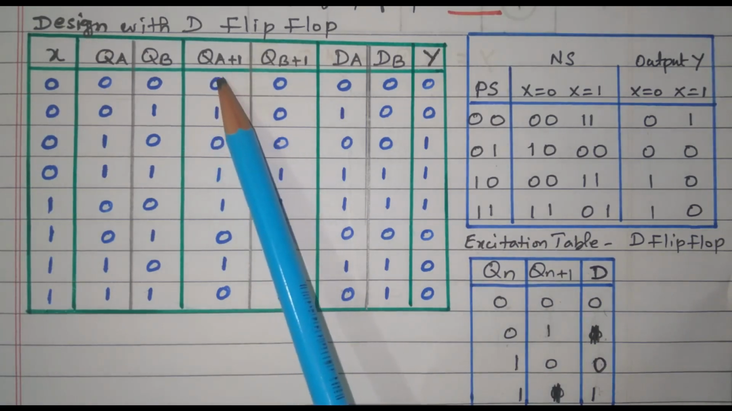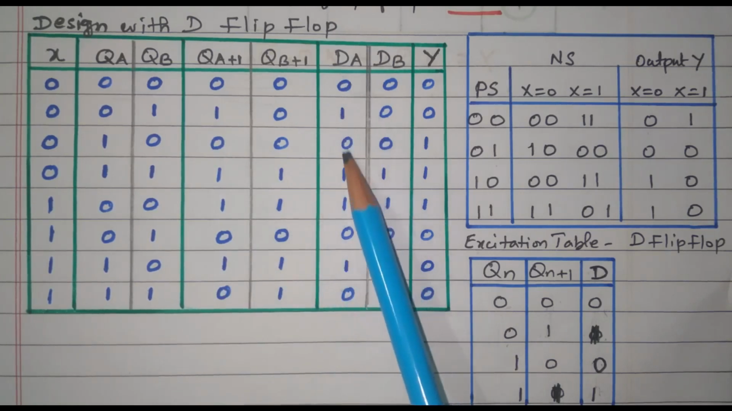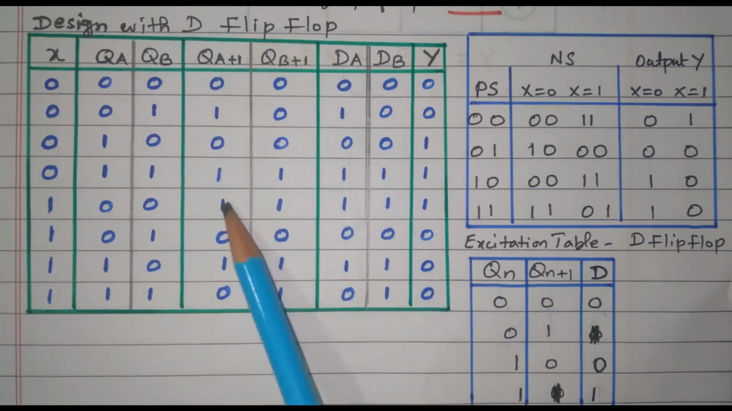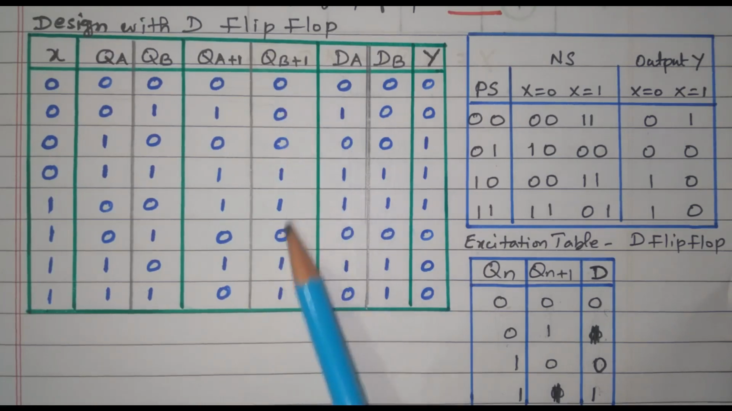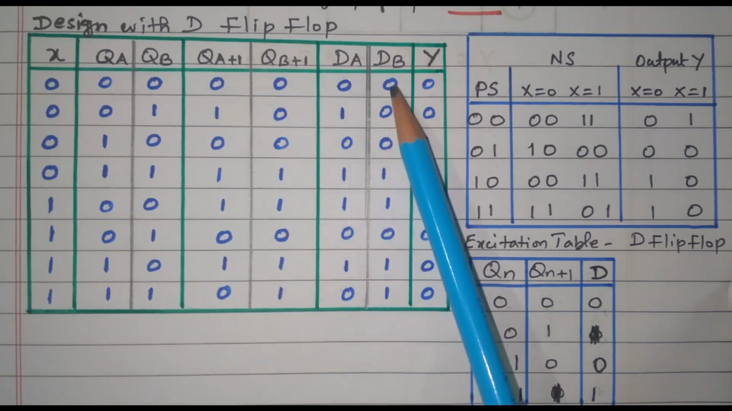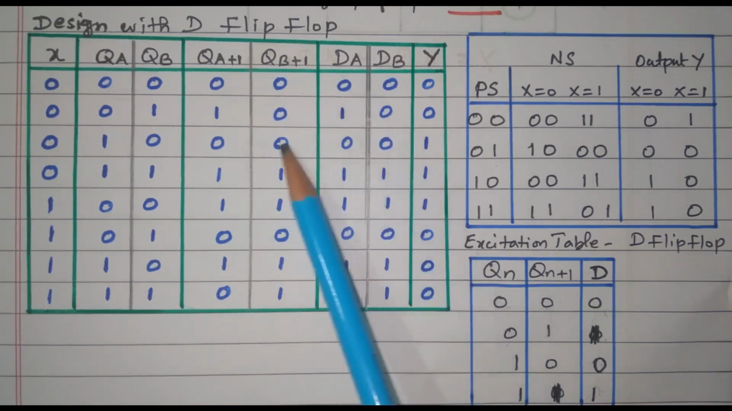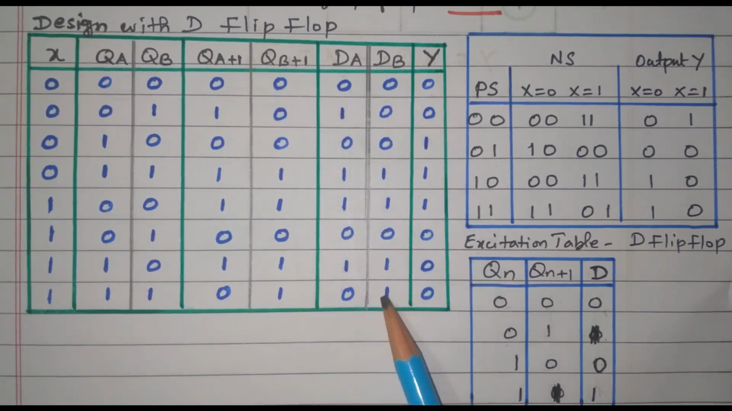Q A plus 1 is the next state of the first flip flop A. So, that will be reflected as the input of the D flip flop. Both are the same: 0 0 1 1 0 0 1 1, everything. Similarly, the next state of the second flip flop is nothing but the input to the second flip flop. Both are the same: 0 0 0 0 0 0 1 1 1 1. So, these two values are equal based on this explanation, right?